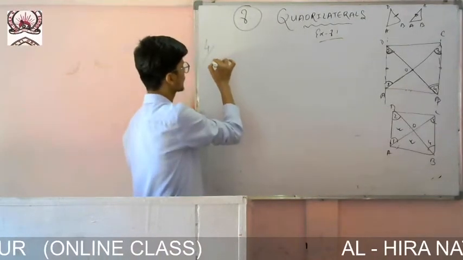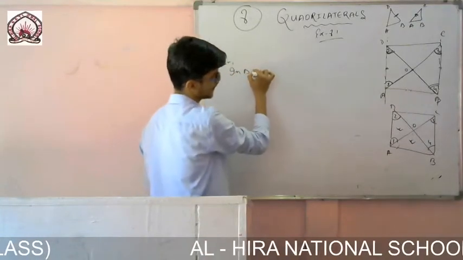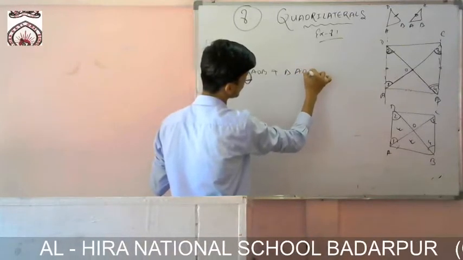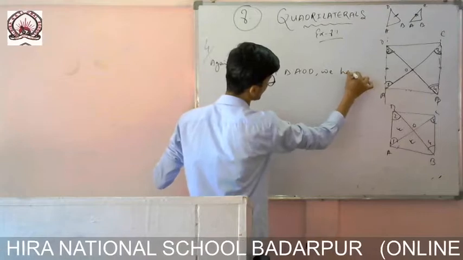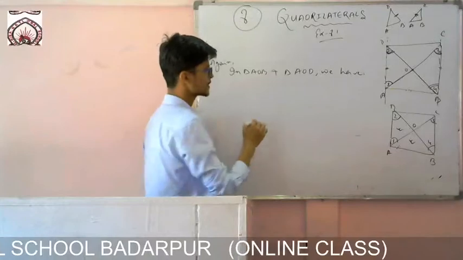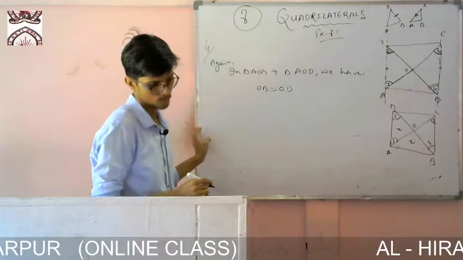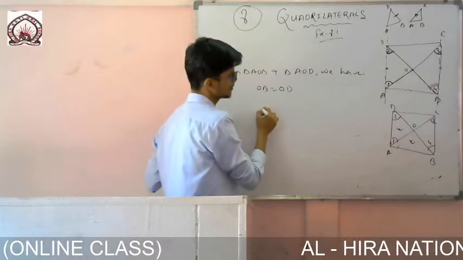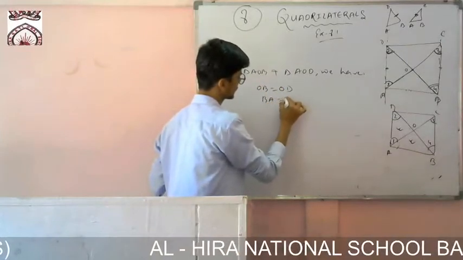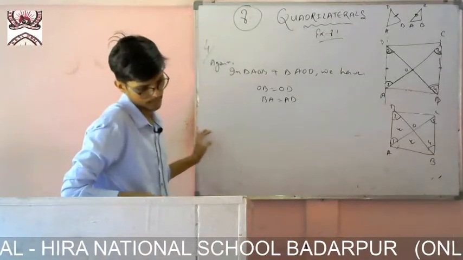So I am taking these two triangles. In triangle AOB and triangle AOD, we have OB is equal to OD. Just now we have proved OB is equal to OD. Then BA is equal to DA, opposite sides of the square.